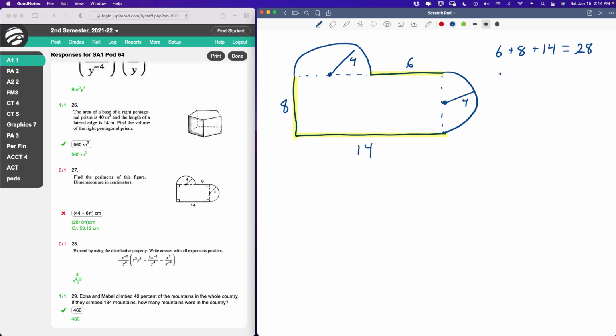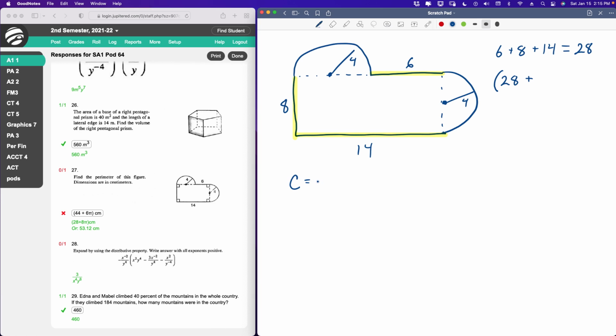So we can add 6 plus 8 plus 14, which equals 28, right? So we're starting out with 28 plus. We don't know what the rest of it is. So we have a half circle here with a radius of 4, and a half circle here with a radius of 4. If you have the same radius on both of them, it's like having one whole circle. So we can just do the circumference for a radius of 4 circle.